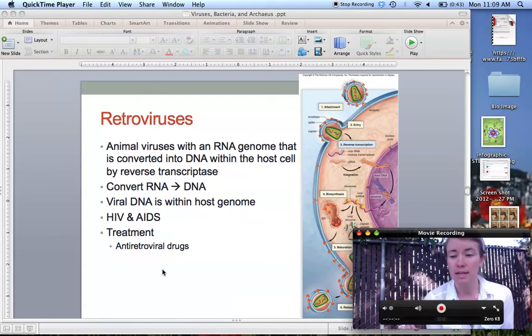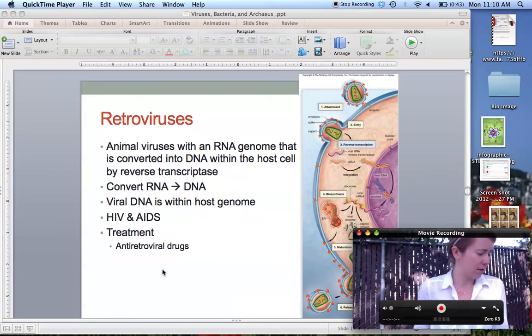So what happens is reverse transcriptase comes along, and we have our RNA molecule, and remember reverse transcriptase turns RNA into DNA. So we use reverse transcriptase to get our single-stranded RNA into a single-stranded DNA, our complementary DNA, cDNA, and then that's made into a double strand, and it's integrated into our genome. So now it's part of the animal cell's genome.